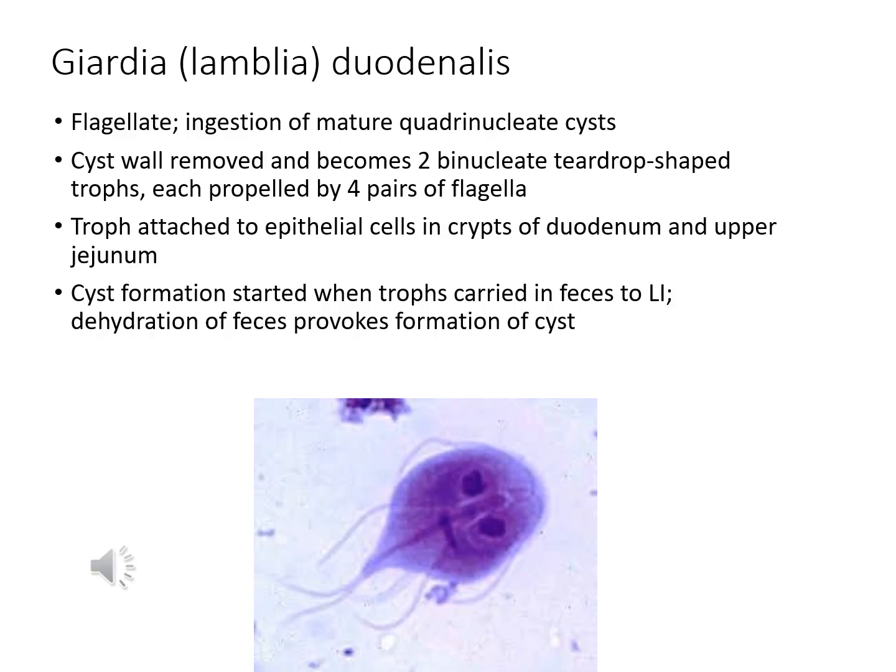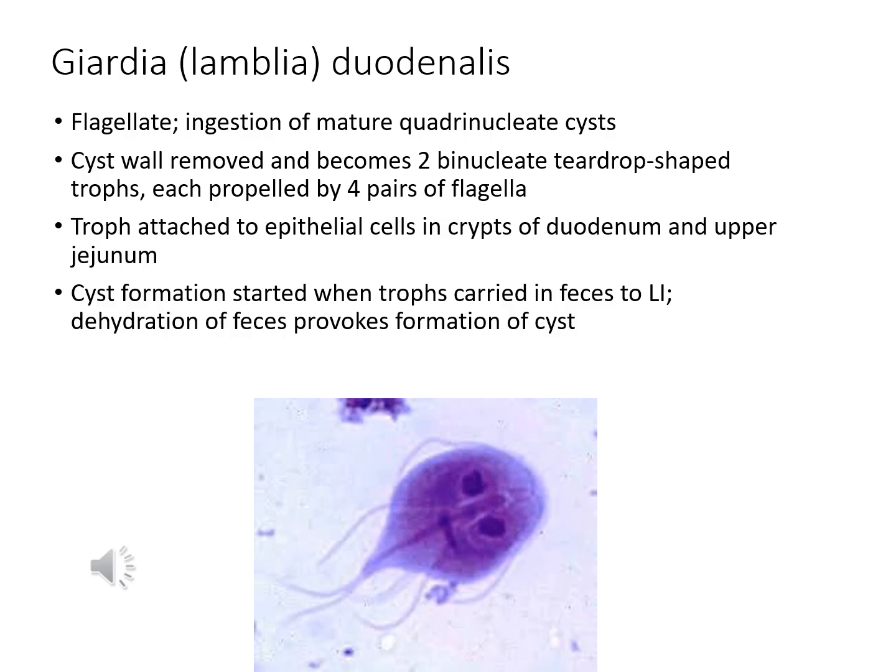And then we have Giardia. You will see literature and maybe even certification exam questions still refer to this as Giardia lamblia. However, it is now called Giardia duodenalis. So make sure you know both names and know that it's the same specimen. It is a flagellate. Typically, it's transmitted by ingestion of mature quadranucleated cysts; the cyst walls are removed and become 2 binucleate teardrop-shaped trophs, each propelled by 4 pairs of flagella.